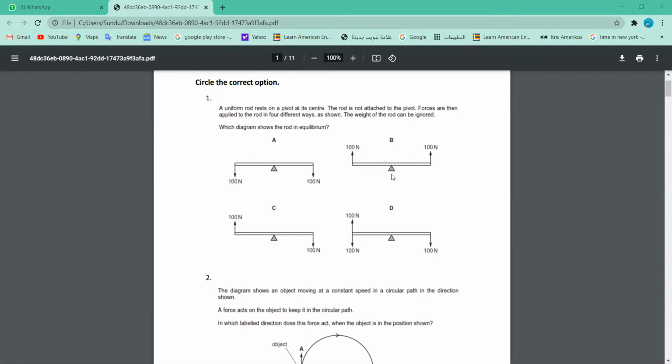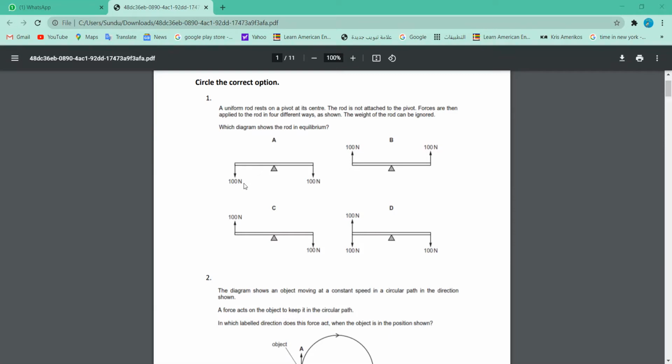See, the answer was A, right? Yes, Miss. So the thing is that this 100 Newton on the left-hand side is exerting an anti-clockwise moment, and this one is exerting a clockwise moment. Both are the same. Both are equal.